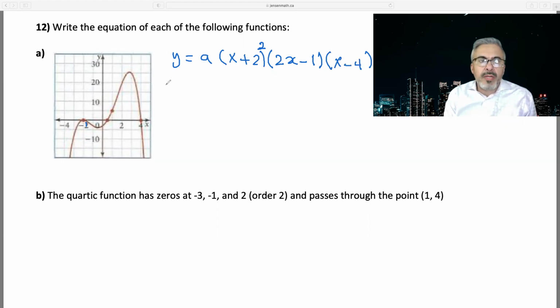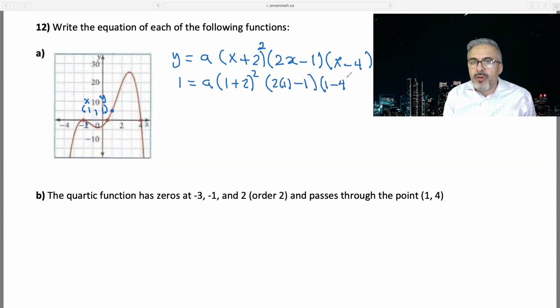Now you take the point that it's going through, and it's going through the point right here, which is 1 and 1. This point is x and y. So you just sub it in for x and y. So 1 equals a, 1 plus 2 squared, 2 times 1 minus 1, and 1 minus 4.